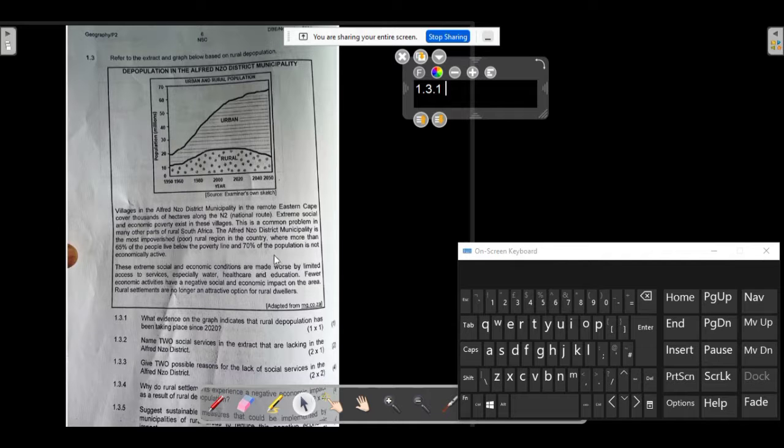And 70% of the population is not economically active. That means they are not working, they do not have businesses, they do not have jobs. So this is really difficult.